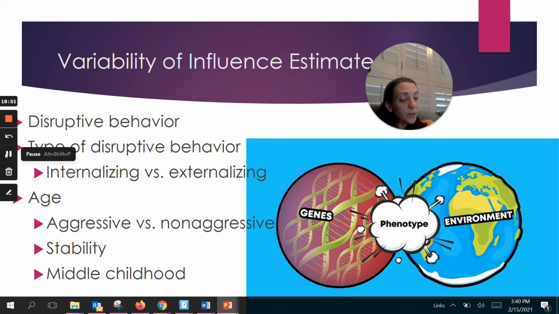Genetic influences for aggression increase during adolescence, whereas environmental factors increase for non-aggressive behaviors. So again, it seems like genetics is more responsible for those aggressive behaviors, and for things that aren't aggressive, like rule breaking, it's the environment that causes those.